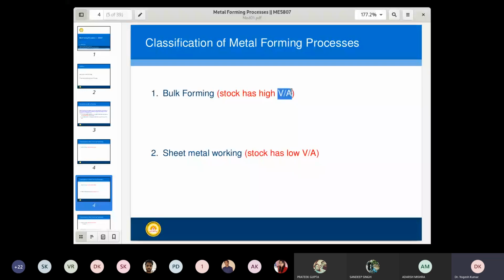So in bulk forming processes, the stock has high V upon A. V upon A is nothing but volume upon area. So the volumetric ratio is high in the case of bulk metal forming processes. This is for volume, this is for surface area. In the case of bulk metal forming processes, the volume remains constant, but the surface area is increased.